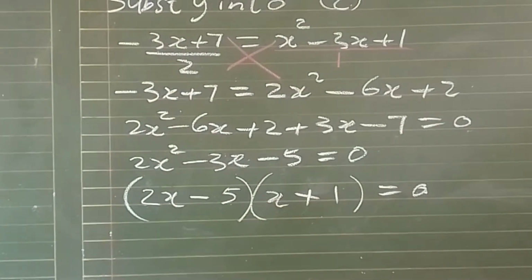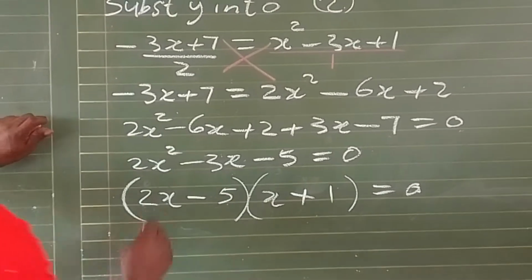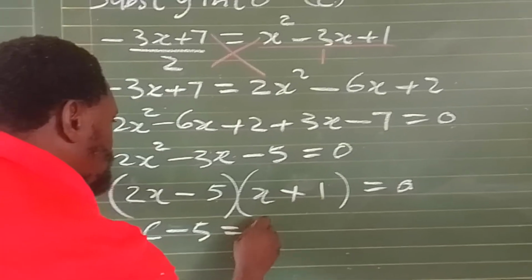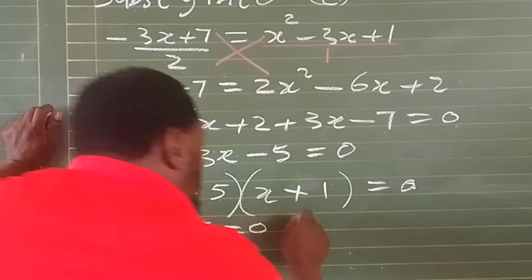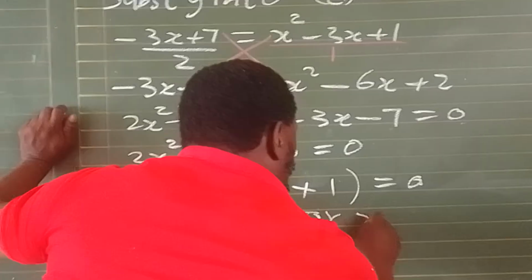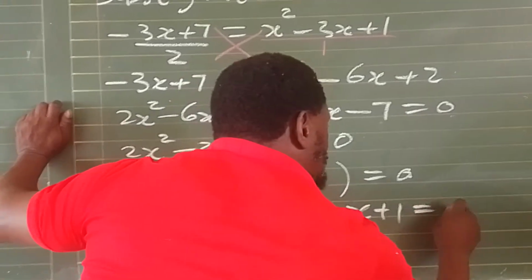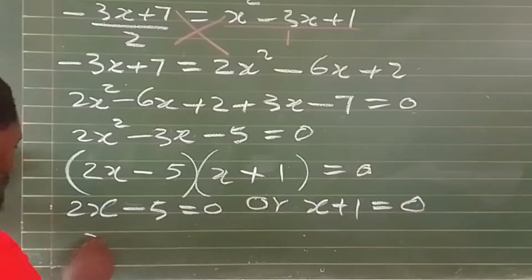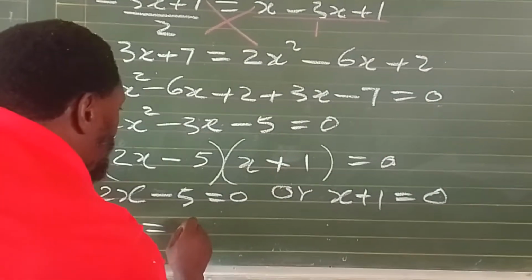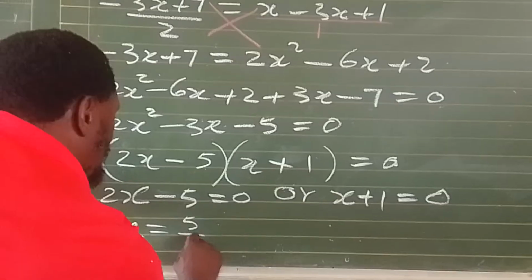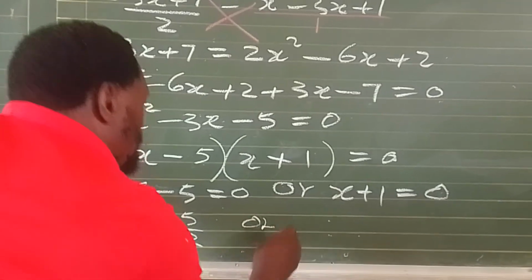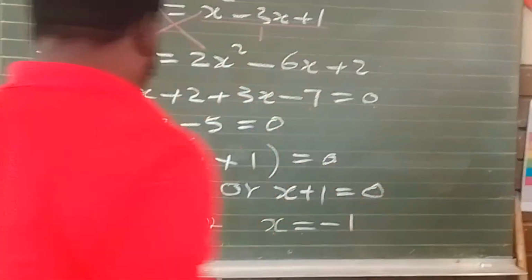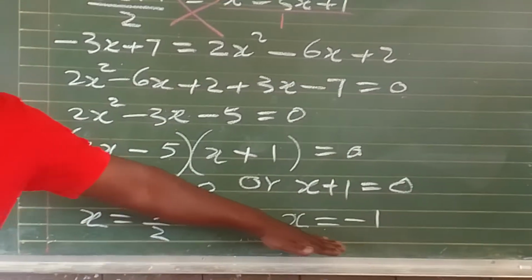There you go. We factorize this successfully. Then 2x minus 5 is equal to 0, or x plus 1 is equal to 0. Then x is equal to 5 over 2, or x is equal to minus 1. Now we have two values of x.